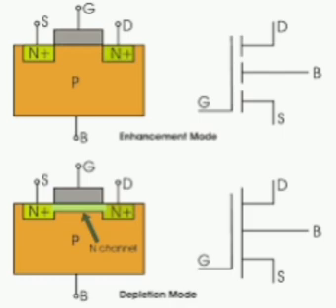BJT is faster than FET devices, but its power consumption is large compared to FET devices.